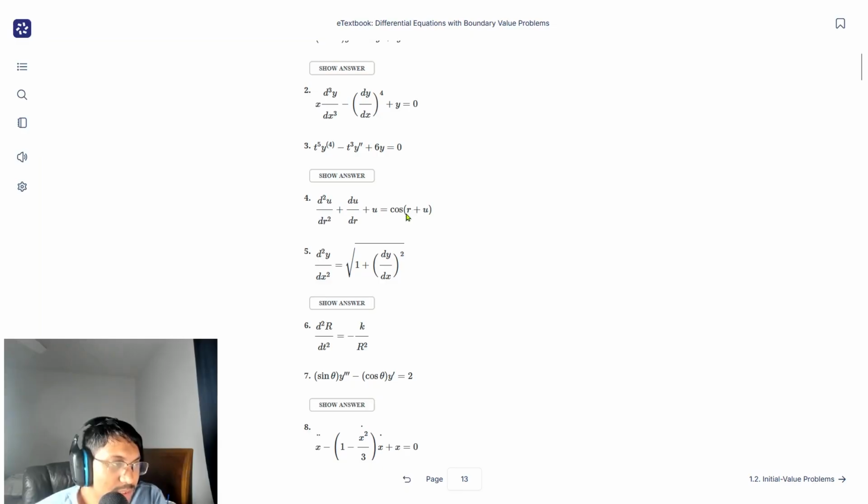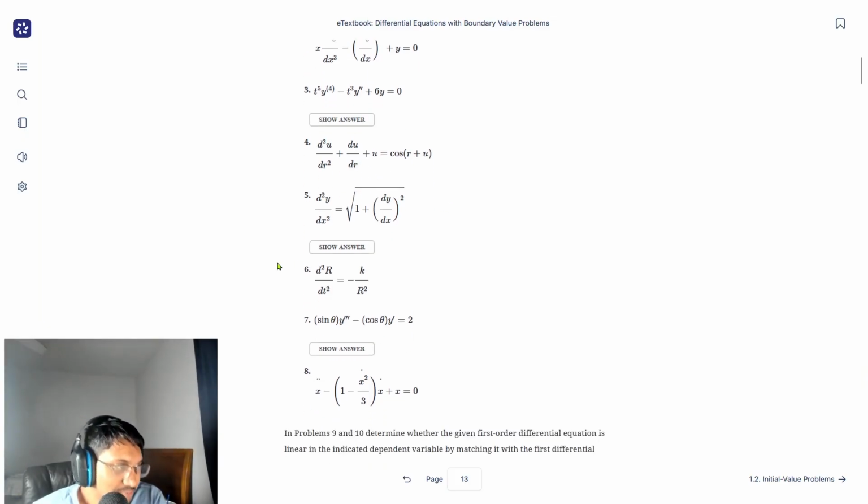And you could even fully expand this using the sum angle identity, and this would give you cosine r times cosine u. And because we have the cosine u being used, and then the other side is minus sine r sine u, again, sine u is being used, since you don't want this u ever appearing inside a cosine or a sine or any transcendental function. We can say that this violates the linearity, and this whole thing, of course, would now just be a second order nonlinear differential equation.